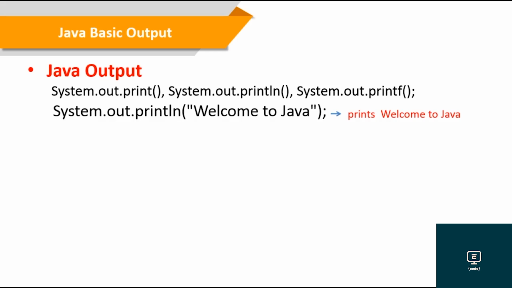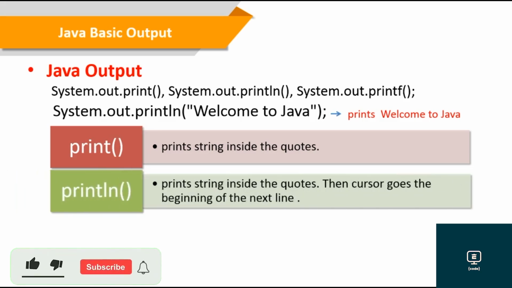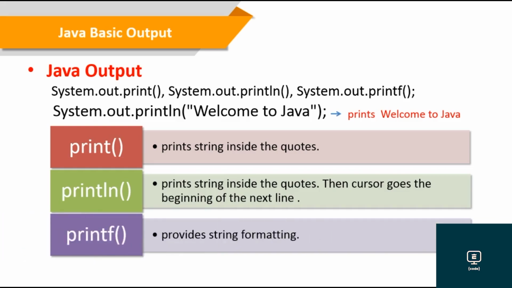But first, let's learn the features of these output methods and why you'd use one over another. Print is the method that prints a string inside the quotes. Println is a method that prints a string inside quotes similar to the print method. However, after printing, the cursor goes to the beginning of the next line. The printf method provides string formatting.